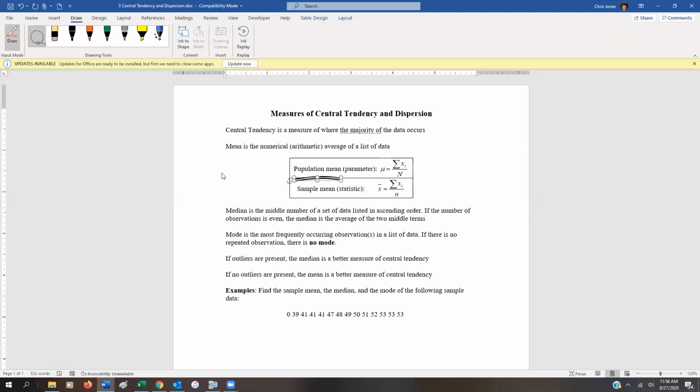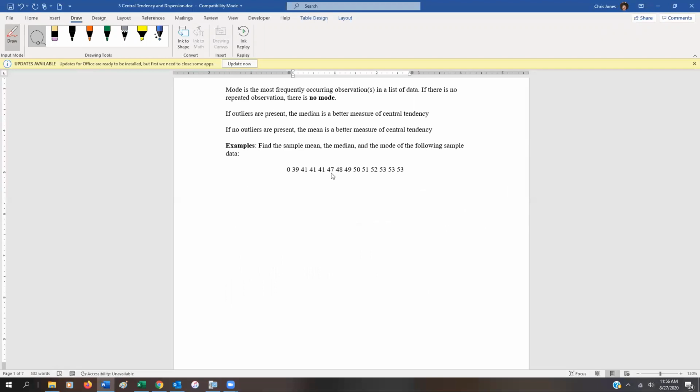So that being said, let's find the sample mean, sample median, and the mode of the following sample data. So we have these observations. One of the first things that we might wish to do is get the sample size, because we can't find the sample mean unless we have the sample size. So that's going to be 1, 2, 3, 4, 5, 6, 7, 8, 9, 10, 11, 12, 13, 14.